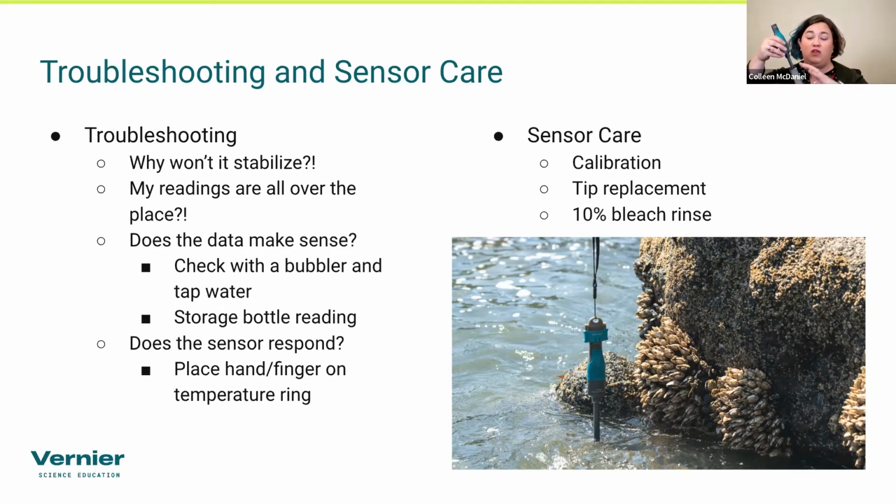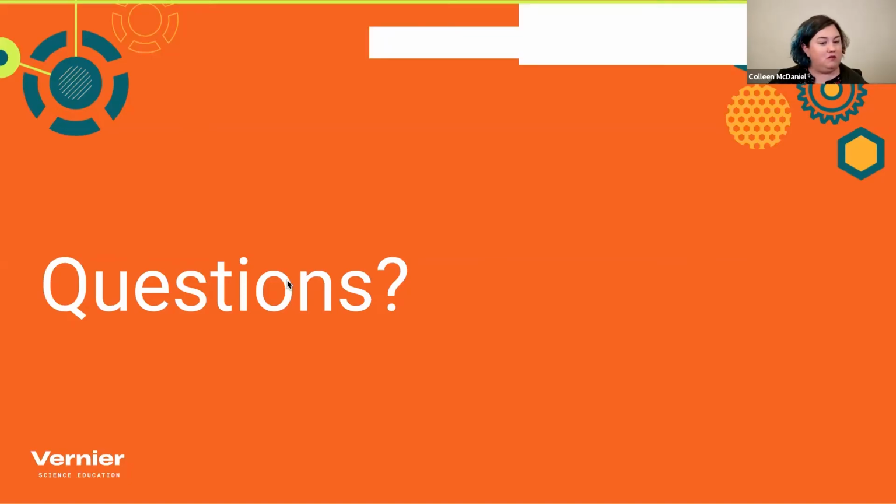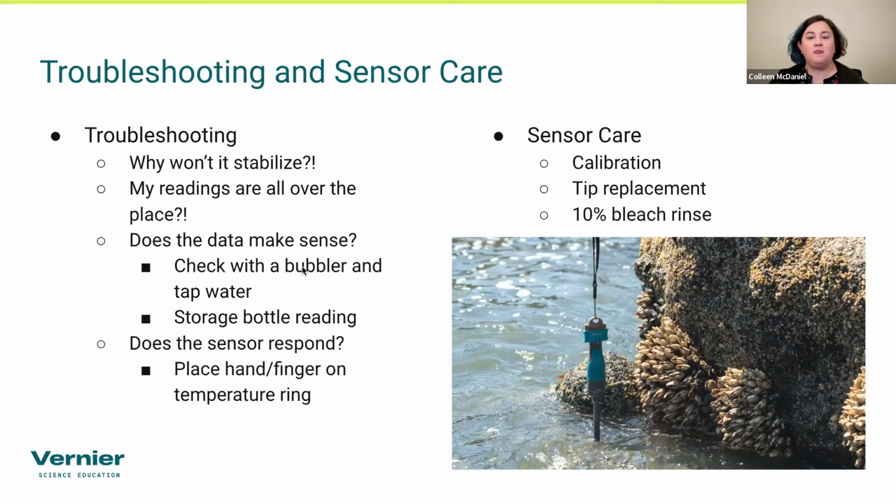These probes are set up so that this chamber here you can use to create a 100% saturation environment. It's kind of a weird way, but that is how we reset the reading on there. The other thing you can do to check it is if you have a basic aquarium bubbler.